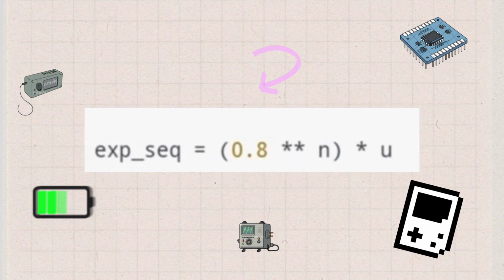D. Exponential sequence. This signal uses an exponential formula. The base is 0.8, so as n increases, 0.8 to the power n gets smaller. That's why it's called a decaying exponential. The multiplication by u makes sure the signal only starts at n greater than or equal to 0. In the plot, you'll see it starts at 1 and decays towards 0 as n increases.